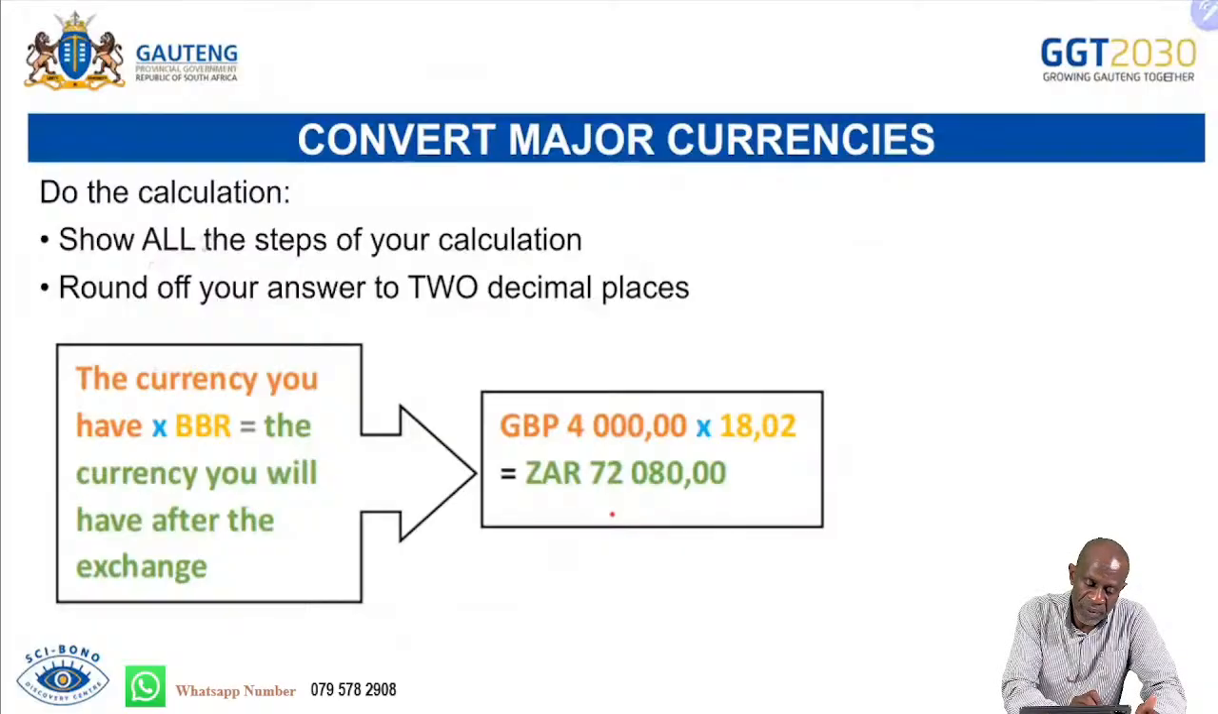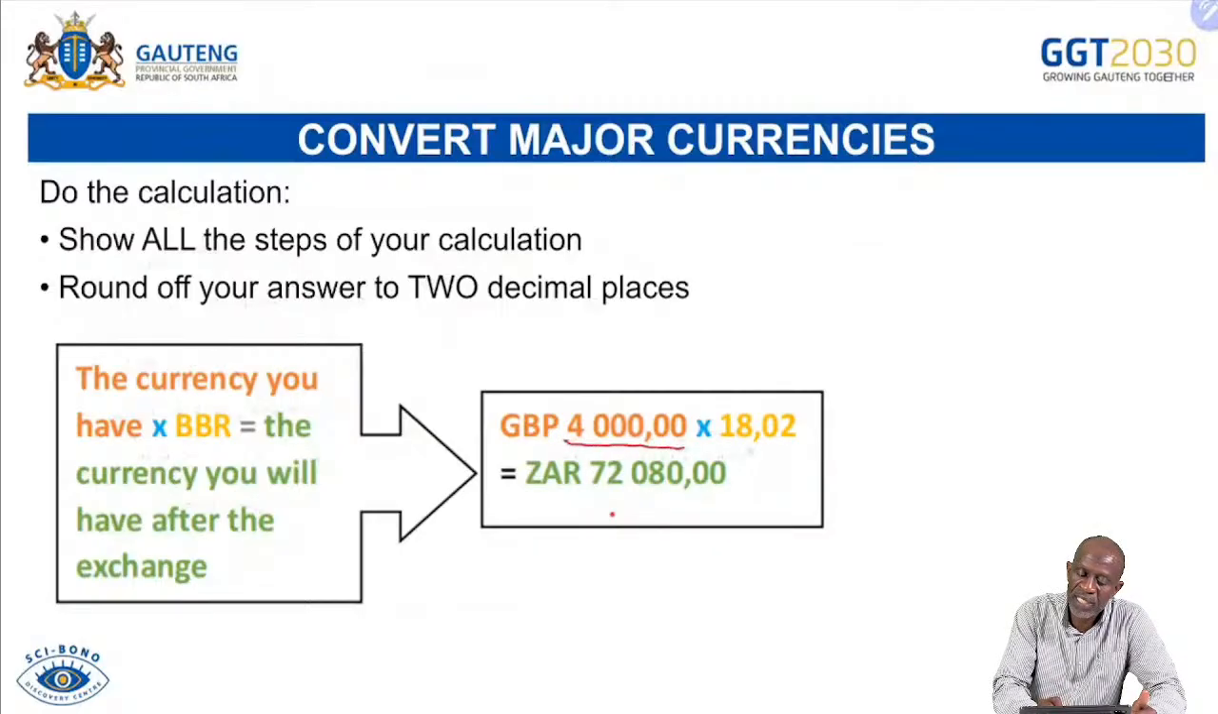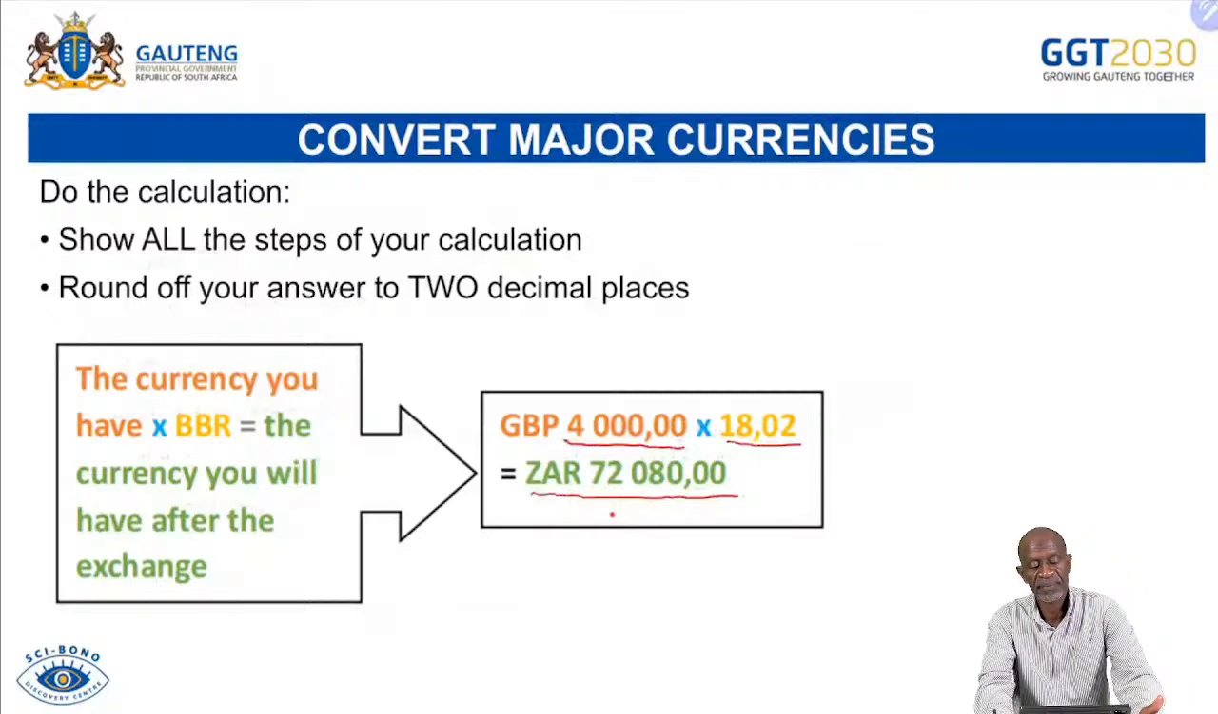So it says do your calculation, show all steps in the calculation, round off to 2 decimal places. The currency you have, that is the British pound, multiplied by the bank buying rate, the currency you will have after the exchange. It will be 4,000 British pound multiplied by the exchange rate, which is 18 Rand 02, that we got from the bank buying rate, and this is the amount you will get in South African Rand. That will be 72,080 Rand. That completes the answer.